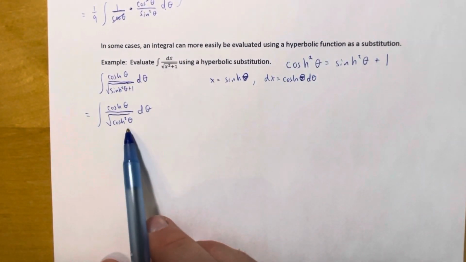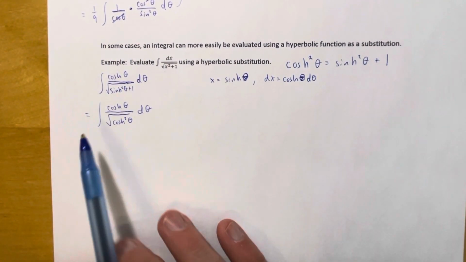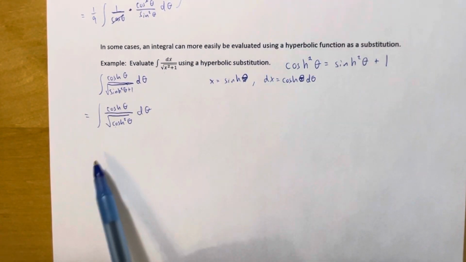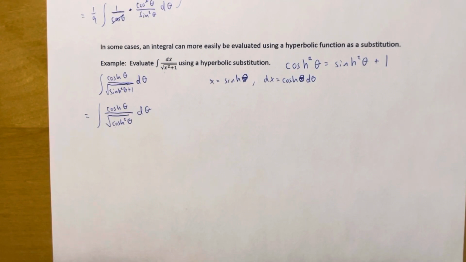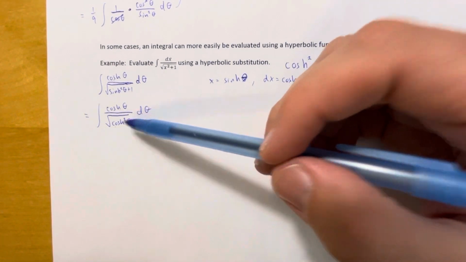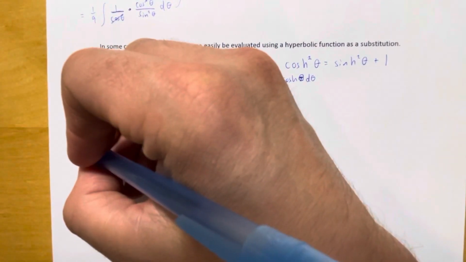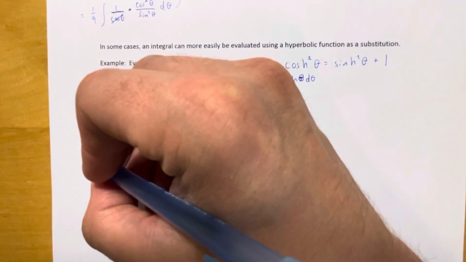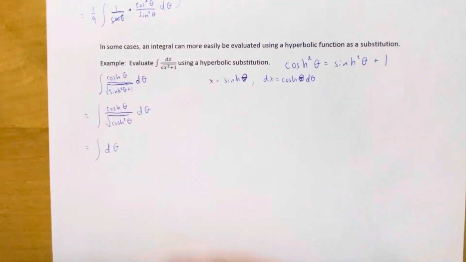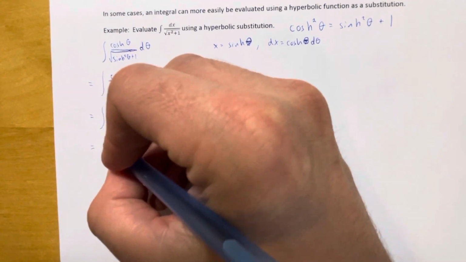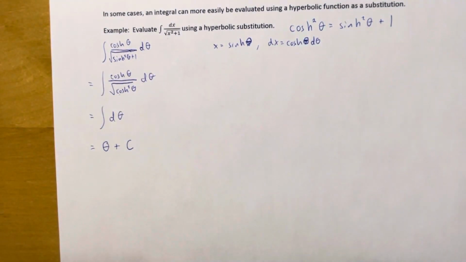The square root of cosh squared of theta is going to be just cosh. If you remember from your hyperbolic trig functions back in calculus 1, the cosh function is positive everywhere. So when I take a square root of cosh squared, the absolute value that would have appeared here is unnecessary because it's automatically going to be positive no matter what. So this is going to become cosh over cosh, which is just 1, times d theta, that's just d theta. That's about as easy of an integral as we could hope for. This becomes theta plus c after integrating.